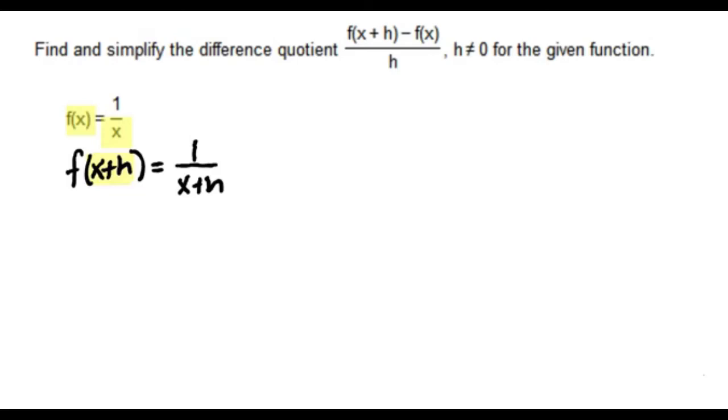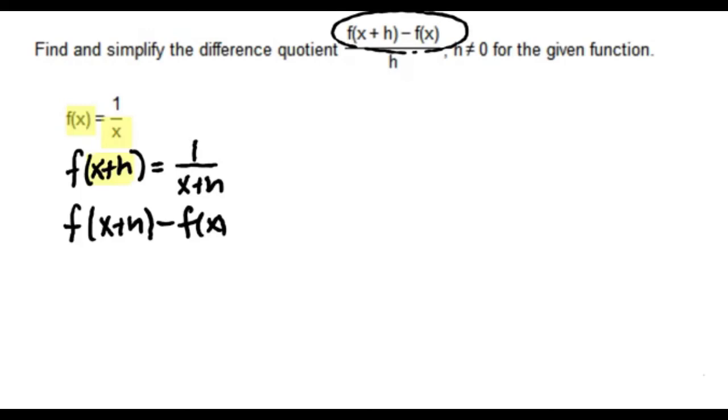Then we want to find the whole numerator, f of x plus h minus f of x. We've already found f of x plus h, and that's 1 over x plus h. We're going to subtract f of x, which is our given function, 1 over x. And this is our whole numerator of the difference quotient.